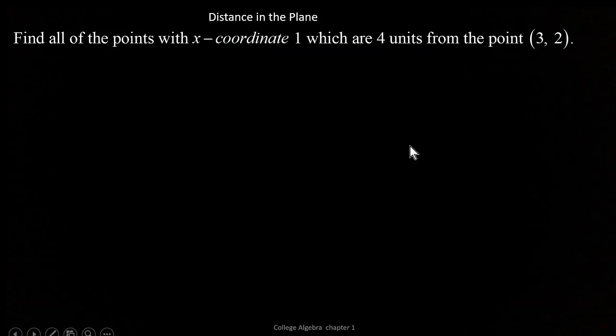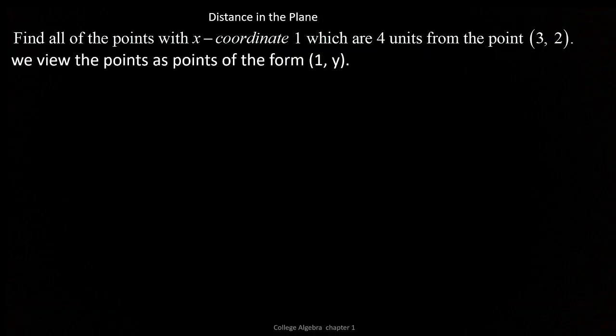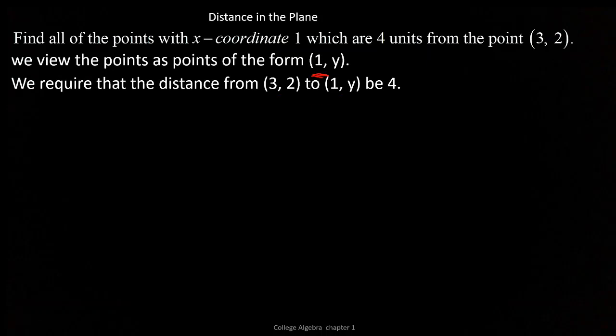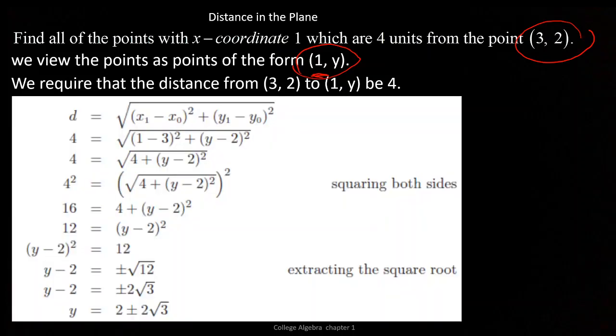All right, it says find all the points with x coordinate 1 which are 4 units from the point (3, 2). How do we find all of them? For all points with x coordinate 1, which are 4 units from the point (3, 2), we can think of that point as (1, y). The x coordinate is always 1, and the y coordinate we don't know, but the y coordinate has to be 4 units from the point (3, 2). So we're going to take this point and write the distance between that point and that point. Think of one of them as x sub 0, y sub 0, and the other one as x1, y1.